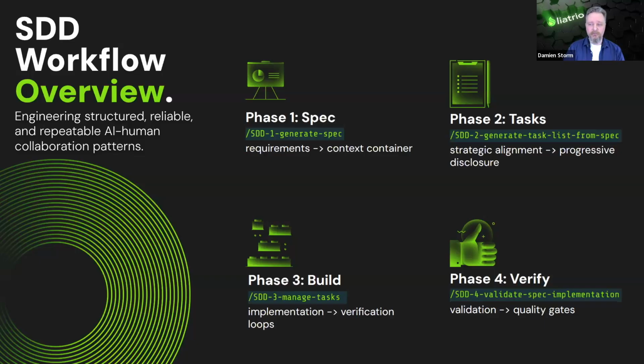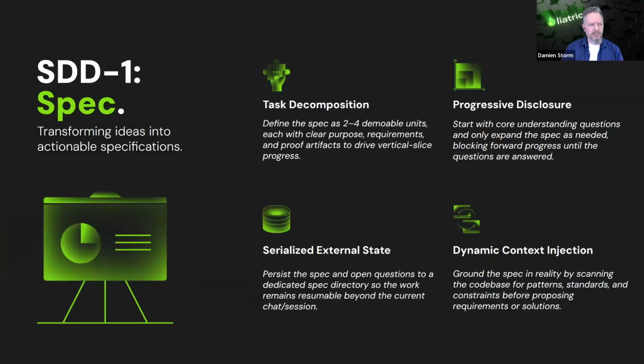Nope. All right, so let's start with phase one, where we turn a request, that right-sized work that you started with, into a usable contract that the AI and you can work on to make sure we're going to build in the right direction. So there's a few techniques that we use in SDD phase one, the spec here. We've got task decomposition, we've got progressive disclosure, serialized external state, and dynamic context injection. So these are some of the AI primitive techniques that we need to implement whenever we're working with AI.